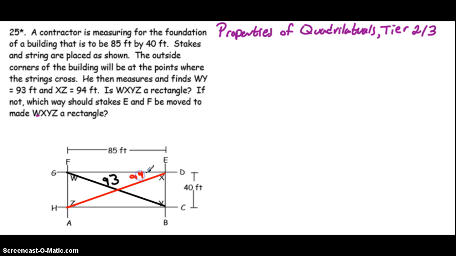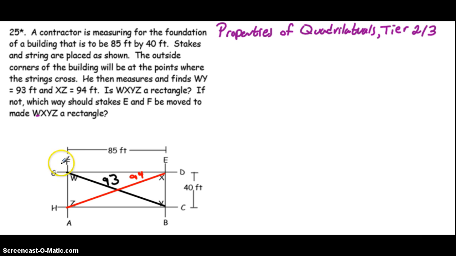So, first off, there's a couple of things we can do here to tell if this is a rectangle. First, we can think about the diagonals of a rectangle. What do we know about the diagonals of a rectangle? Well, the diagonals of a rectangle should be the same. They should be congruent. But in this case, they're not. One is 93, the other is 94. Definitely not congruent. So what would you have to do to make these both the same and so you'd have a rectangle? Well, I guess you could make this black diagonal a little bit longer.